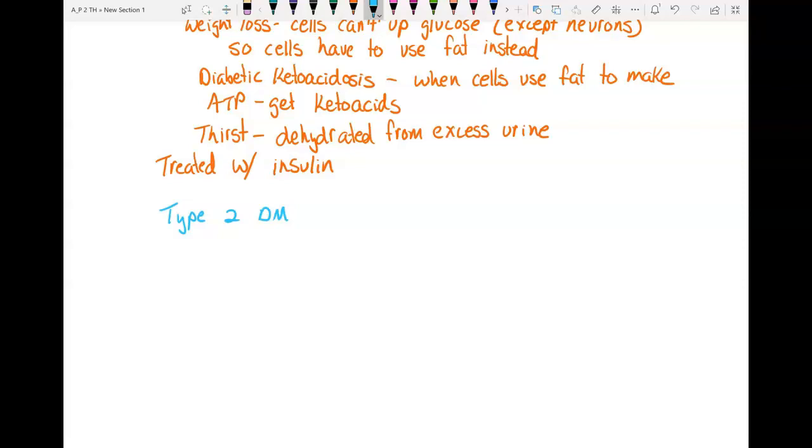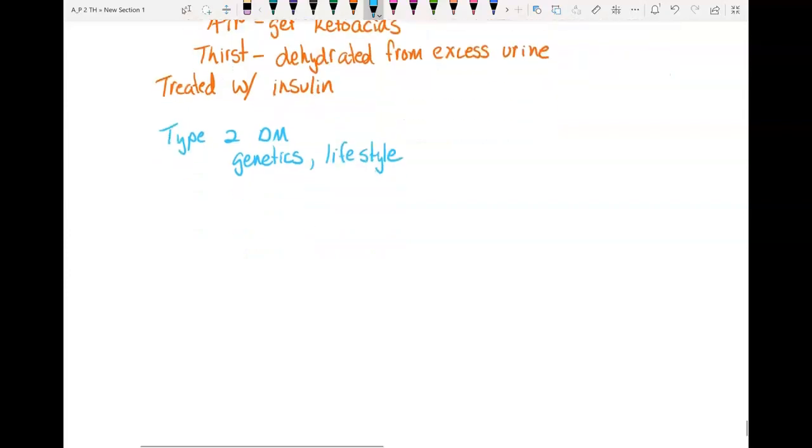And remember back to chapter 1. Positive feedback doesn't mean it's a good thing. It means that it intensifies. It's a cycle that keeps intensifying. Now, there are a lot of factors that go into this. Genetics is very important, but so is lifestyle. So a simplified scenario of what happens with type 2 diabetes.